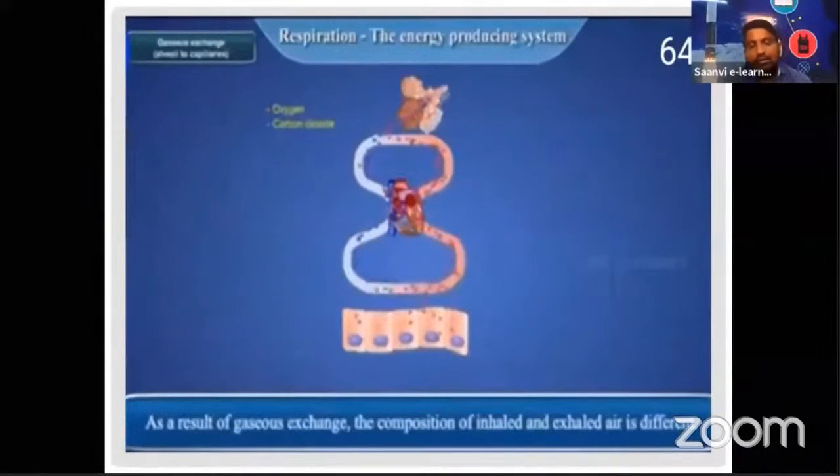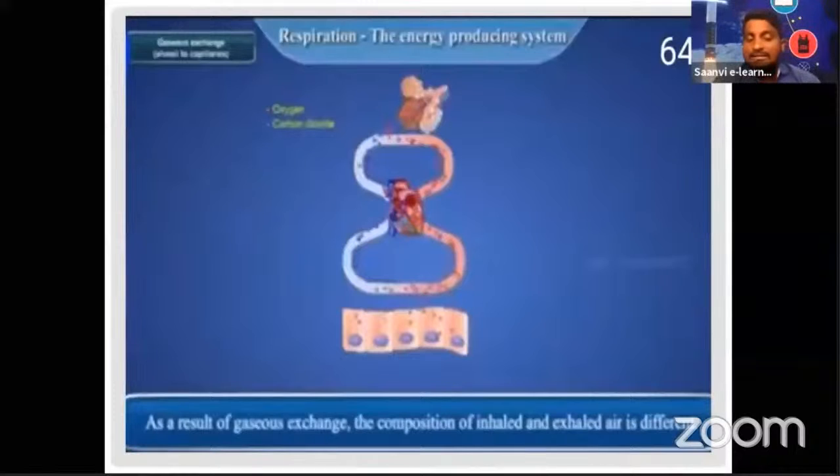Next, as a result of gas exchange, the composition of inhaled and exhaled air is different. So what is the composition? Here you need to know about composition. For example, your mother prepared a cup of tea, right? What things are added in that? Like half a glass of milk and half a glass of water, one tablespoon of sugar and one tablespoon of tea powder. These are all the composition of that particular cup of tea, along with their percentages. That is a composition.